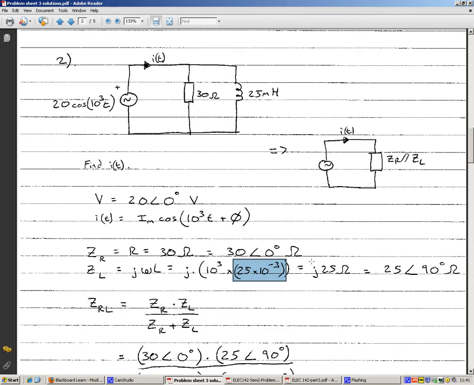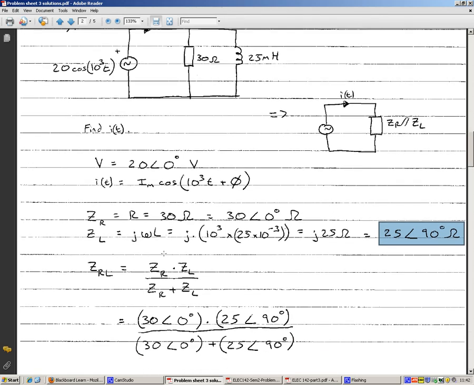Calculate that, and we get a value of j25 ohms. This is the rectangular form, and we can then convert that to polar form, which I've done here. So I've just done that on my calculator, and we end up with a magnitude of 25 at an angle of 90 degrees, in ohms. The j means that it's along the positive imaginary axis, which is up in this direction if you remember your Argand diagram, and it's got a magnitude of 25.